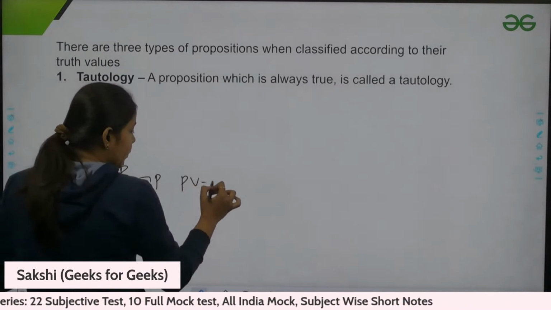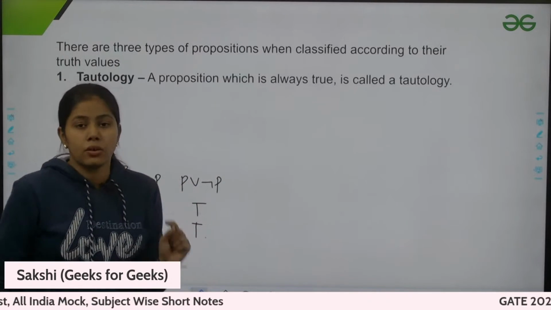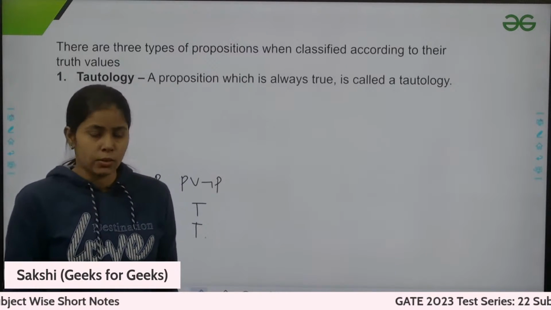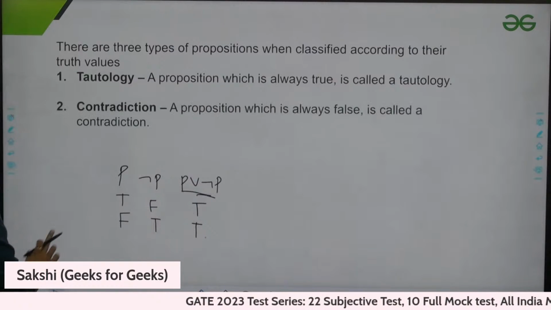If I find out P or negation P, it will be true and true. So that means I'll get truth value true in all the cases, so that means it is a tautology. It is a tautology. Now, next thing is contradiction.